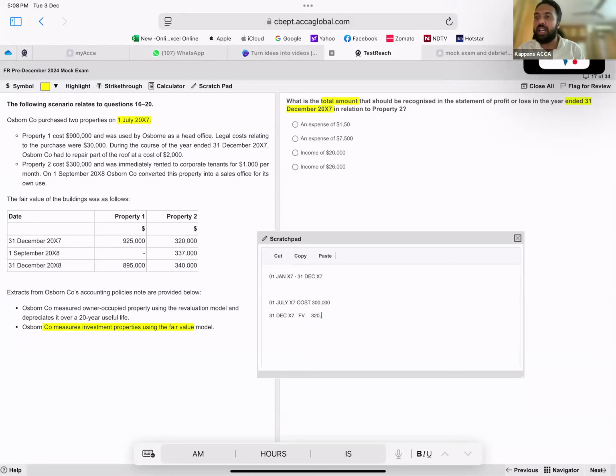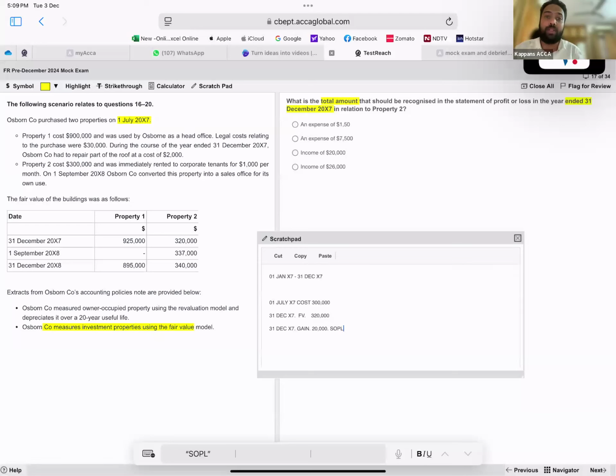So cost is 300,000. Since it is fair value model, no depreciation. So it has increased from 300,000 to 320,000. And we have learned that any increase in fair value should be recognized in P&L as income. So the 300 to 320,000, the gain on investment property, 20,000 will be recognized in profit and loss account.